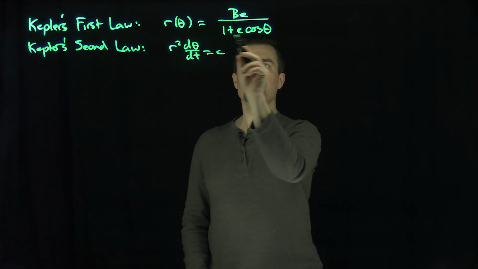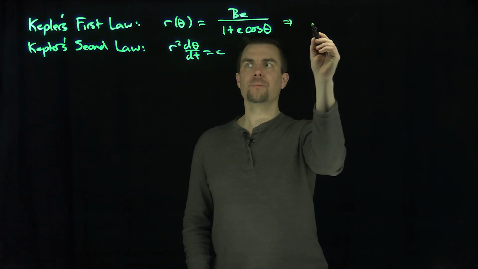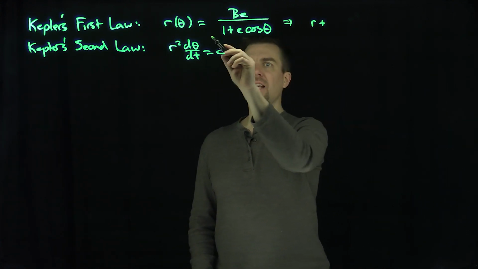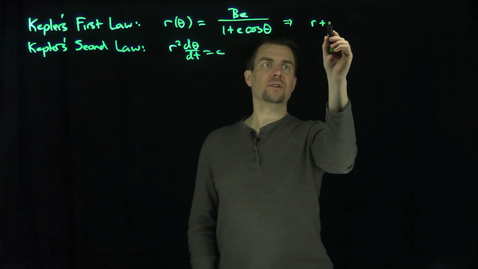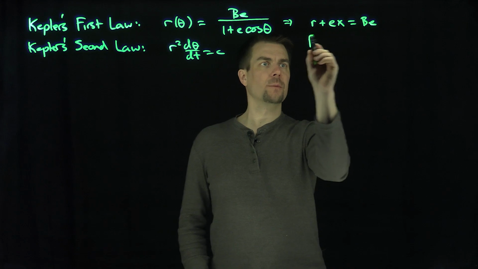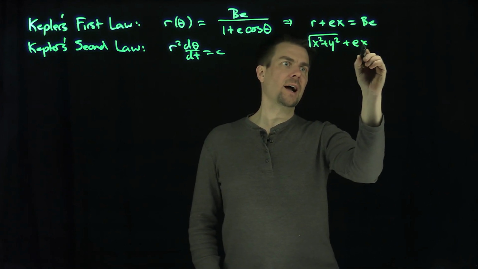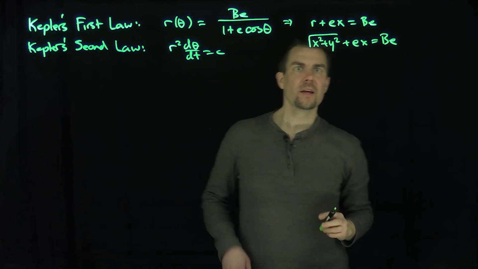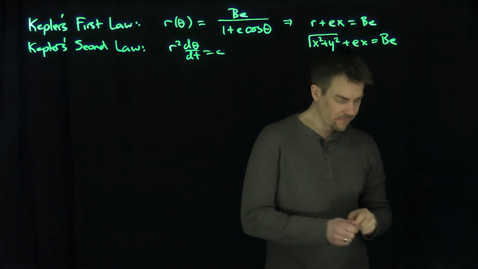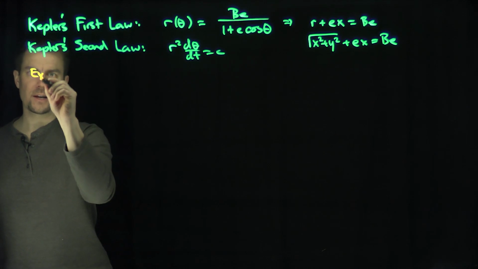If we multiply this equation by 1 plus E cosine theta, this becomes r plus E, and then r cosine theta is x. And we have E times x is equal to BE. So this equation becomes the square root of x squared plus y squared plus Ex is equal to BE. And if we expand this out, and this is just a good algebra exercise, what you'll see is the following.